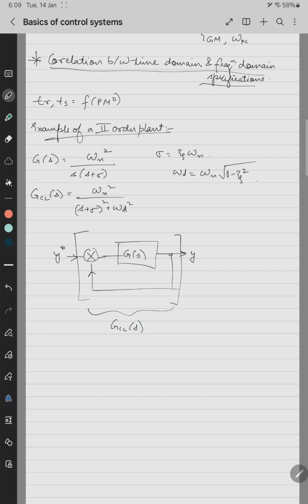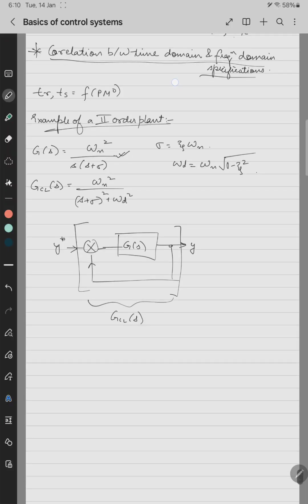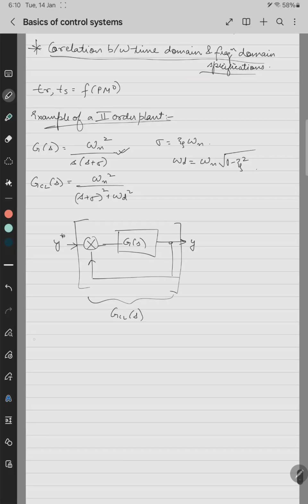GCL, this is the GCL of S and this is G of S. So the second order plant should be this when I say a second order plant. Then we'll see what are the crossover frequencies and then margins. First we'll find omega gain crossover frequency. For omega gain crossover frequency, what is the thing? Mod of G of j omega.